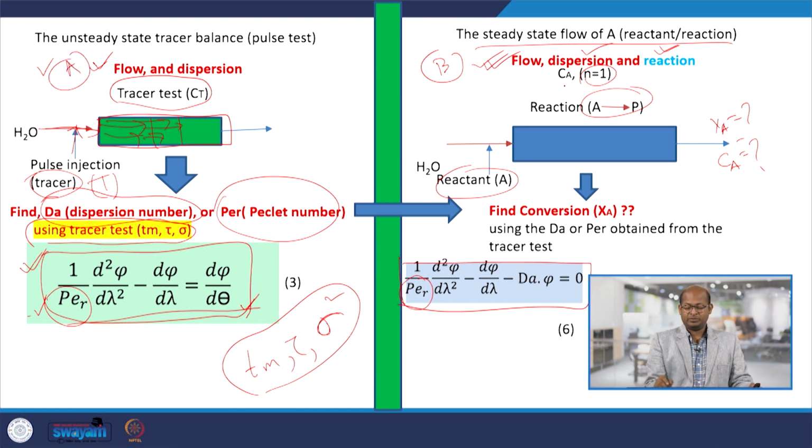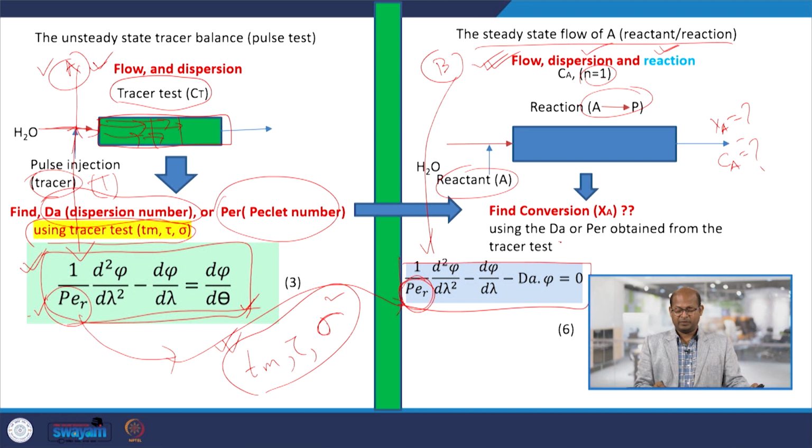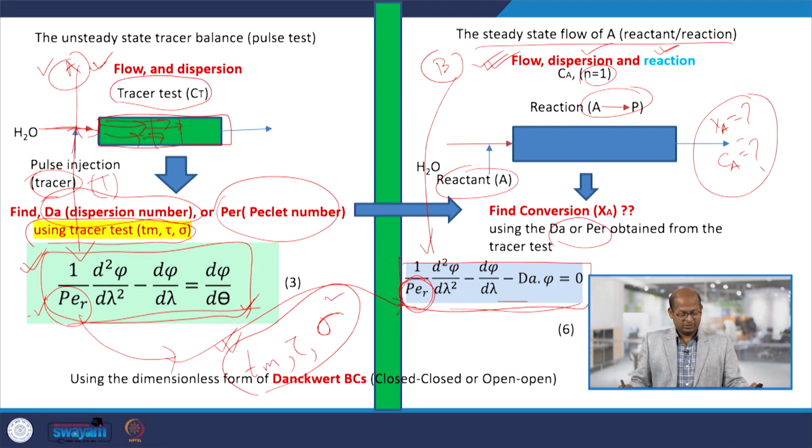For these systems we can get these equations, and when flow dispersion is there, this is the second order differential equation. Here the unknown parameter is the Peclet number. We cannot derive the Peclet number directly; for that we have to take the help of the tracer test. Once we know the Peclet number, we can substitute it here, and then this equation can easily be solved to find the outlet concentrations or conversions.